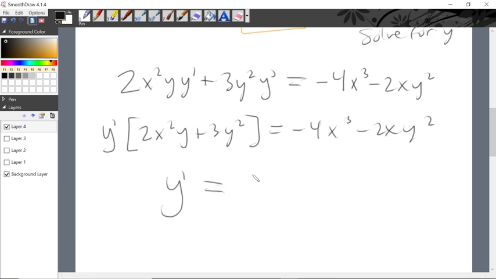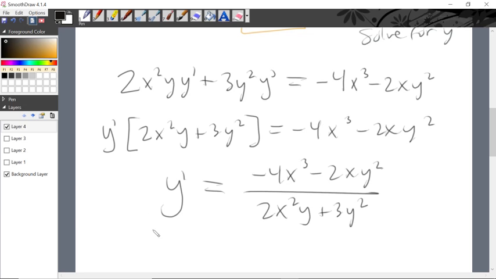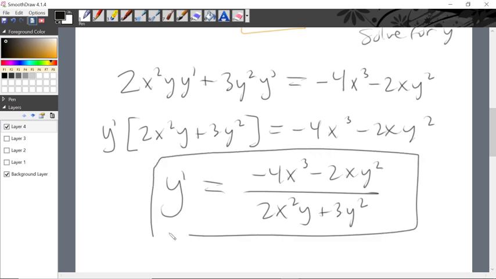So y prime is equal to negative 4x cubed minus 2xy squared over the quantity 2x squared y plus 3y squared. And there's our formula for y prime, where we have now expressed y prime as a function, f prime. Let's say if y is equal to f of x, then this is f prime, but it's f prime of x and y, right, a multivariable function.